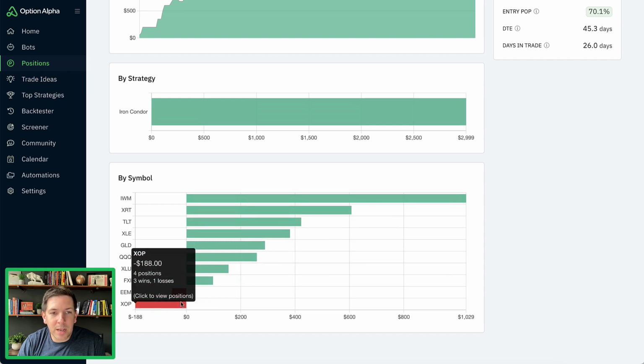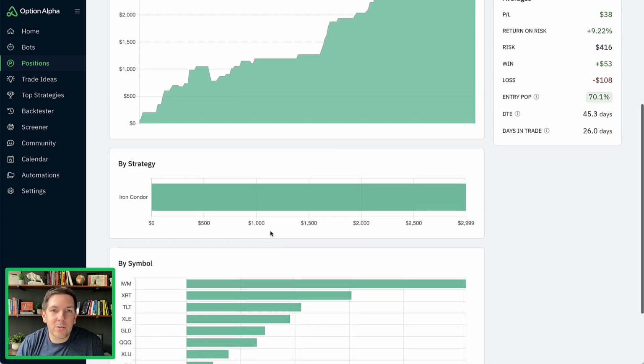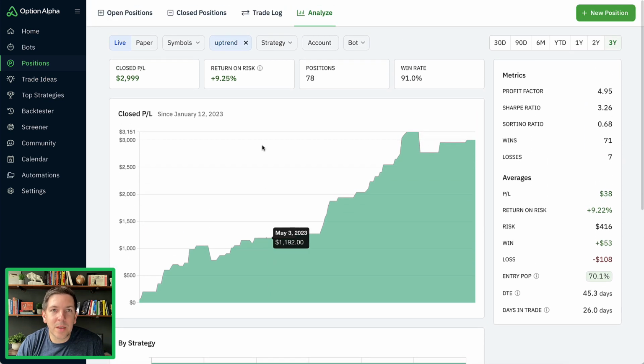Most of the tickers worked out. You had a couple tickers that were really hard still, like XOP. But in this case, IWM ended up being the clear winner here. So it was really interesting to see how those worked out.